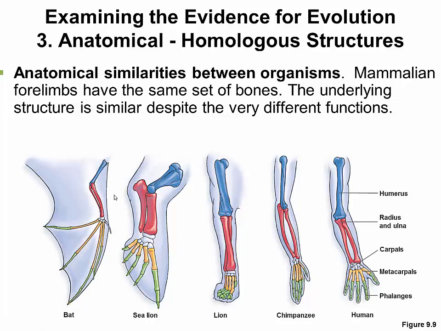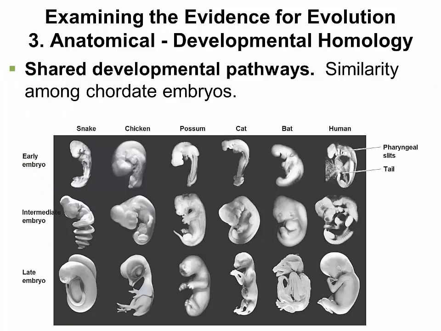Scientists look at this and they conclude that these similarities are the result of a common ancestor. And so the common ancestor had this general bone pattern, and it gave rise to all these organisms that we see on the screen. This is referred to as homology. Homologous structures are anatomical similarities between organisms as the result of a common ancestor.